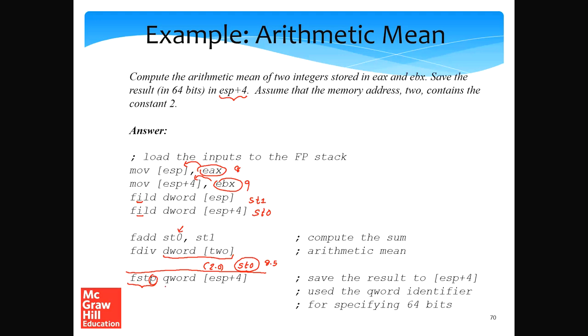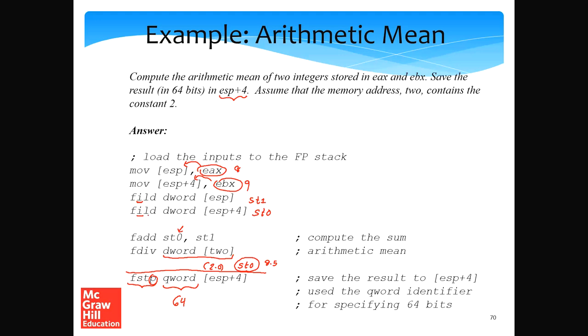And then the important point to note is that the QWORD identifier is being used. The QWORD identifier basically means quad word or 64 bits. So we are saving the result as a 64-bit quantity. And this is being stored at the memory location ESP plus 4. So this is all that we need to write this program.